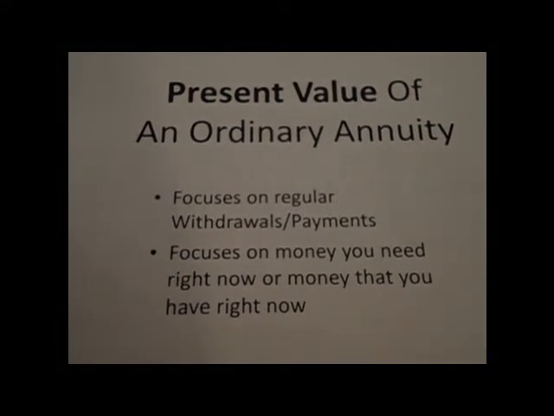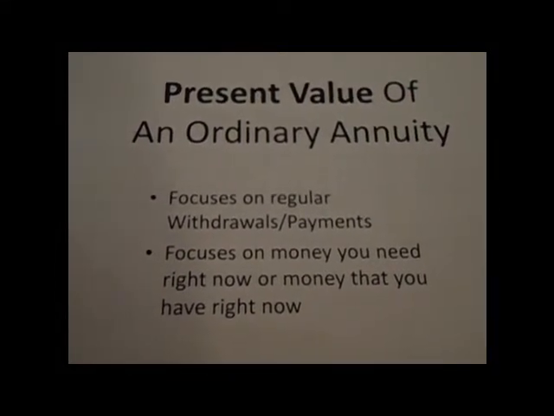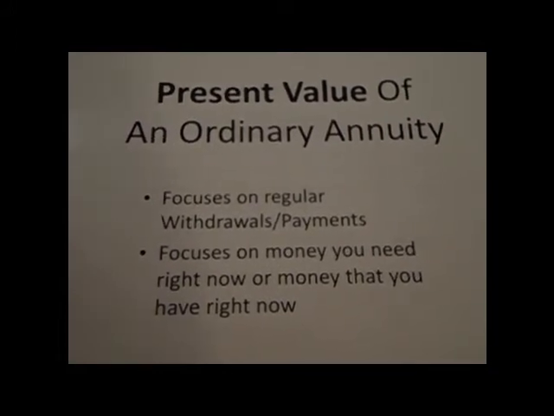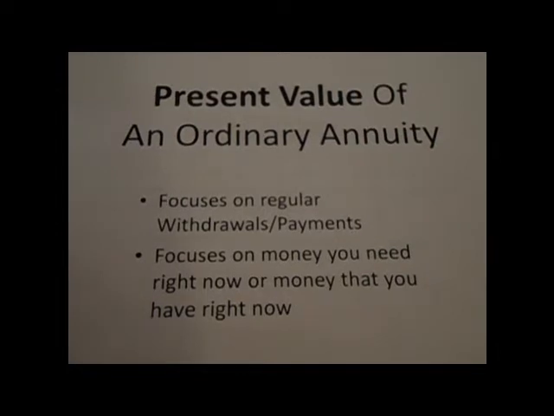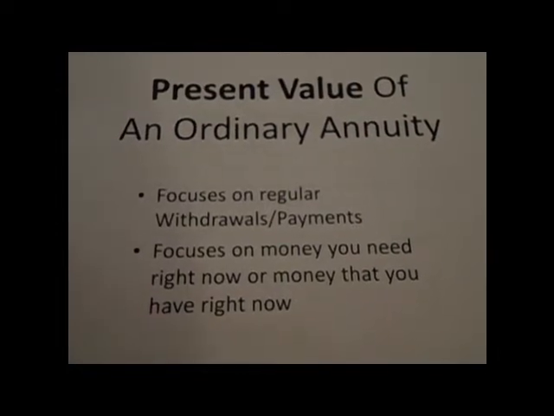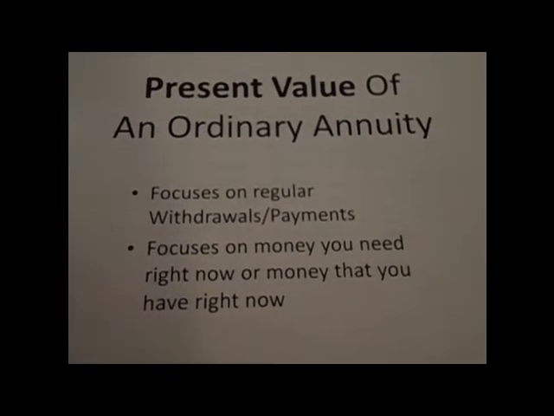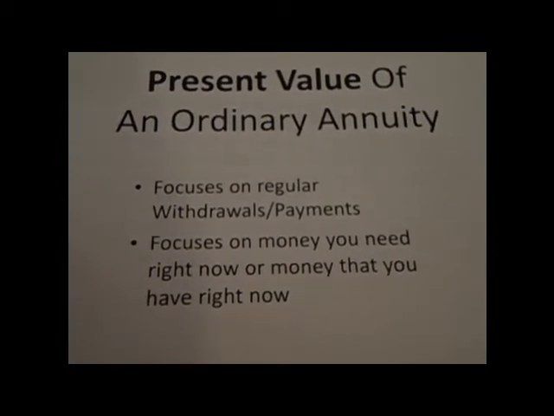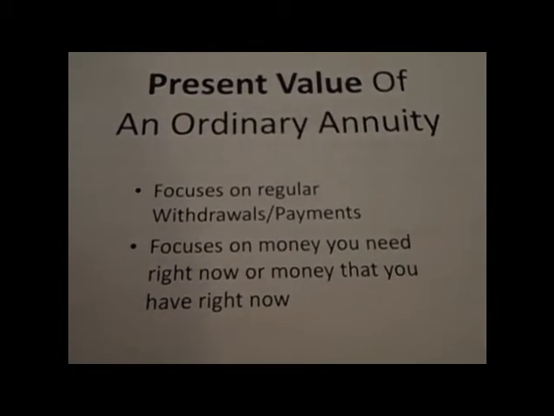The next part of this lesson is called the present value of an ordinary annuity. And to recognize this kind of problem, you have to look for two things. The first thing is to see if the problem focuses on withdrawals or payments, and the second thing is to recognize if the problem focuses on money that you need right now or money that you have right now.